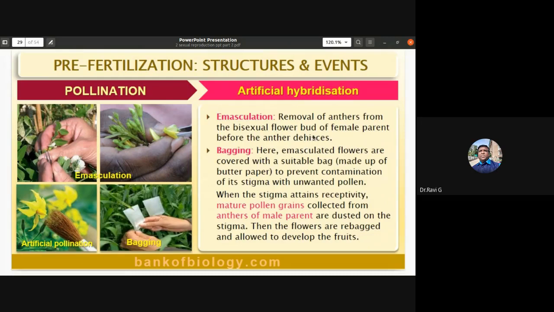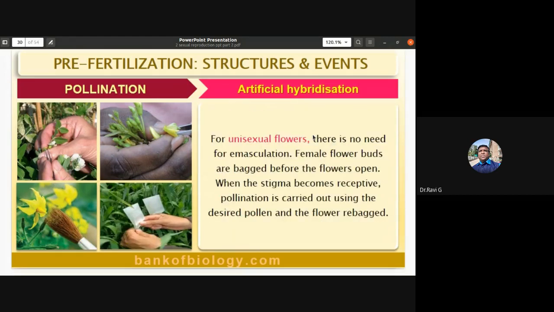It is usually made up of butter paper, to prevent contamination of the stigma with unwanted pollen grains. When the stigma attains receptivity, mature pollen grains from a desired plant are collected from the anthers of the male parent and dusted on the stigma of this female flower. Then the flowers are rebagged and allowed to develop the fruits. This is how we bring about artificial hybridization by emasculation and bagging.